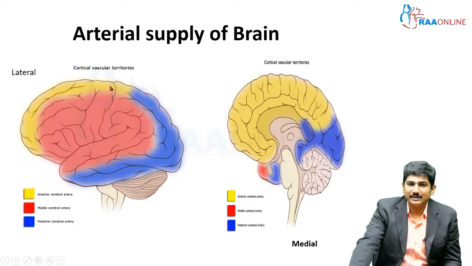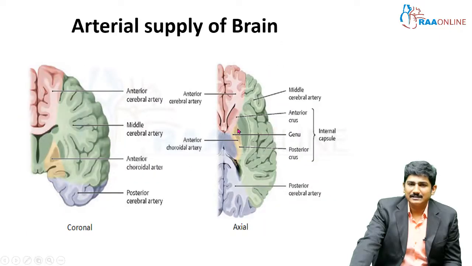In the lateral surface, you can see that the yellowish painted area is supplied by the anterior cerebral artery. And this area is supplied by the middle cerebral artery. And this blue segment is by the posterior cerebral artery. This is the lateral surface of the brain. And this is the medial surface of the brain, where a huge area is supplied by the anterior cerebral artery, and a very minimal area by the middle cerebral artery, and the posterior cerebral artery is the blue one, right?